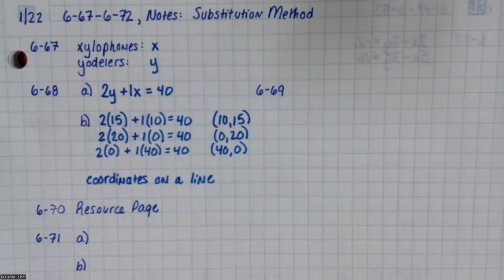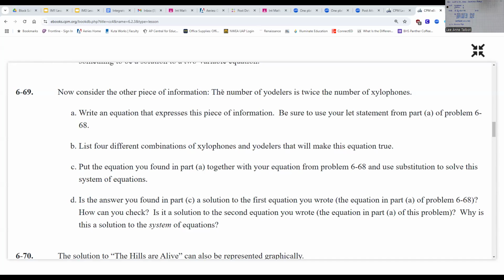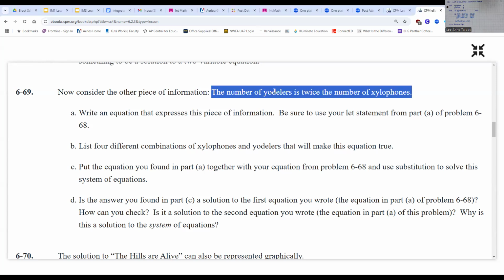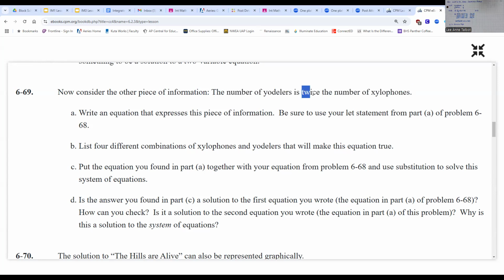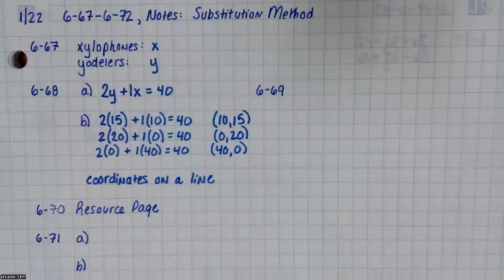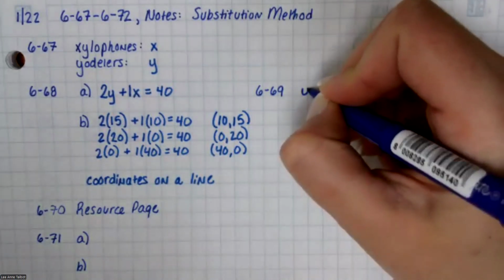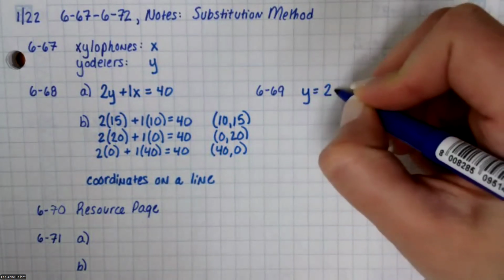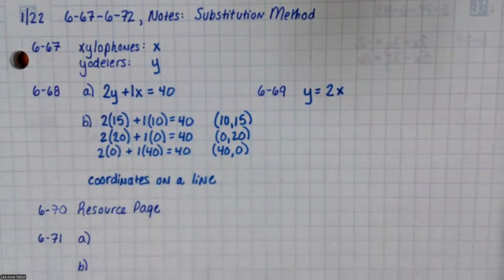Okay. 69. Now consider the other piece of information. The number of yodelers is twice the number of xylophones. I'm going to repeat that again. The number of yodelers. Okay, what letter is that? Y equals. What do you do for twice? Yes, excellent. Okay, so the number of yodelers is twice the number of xylophones.